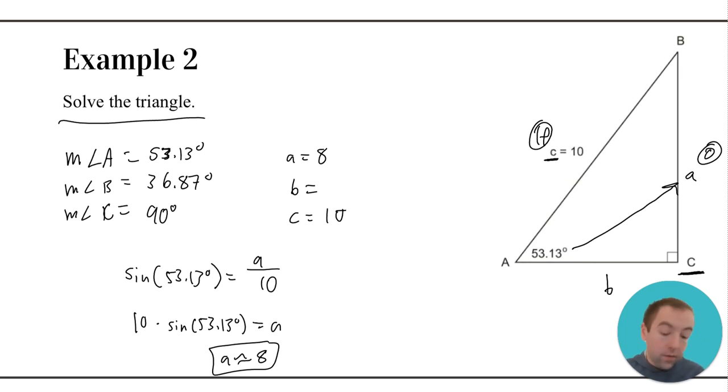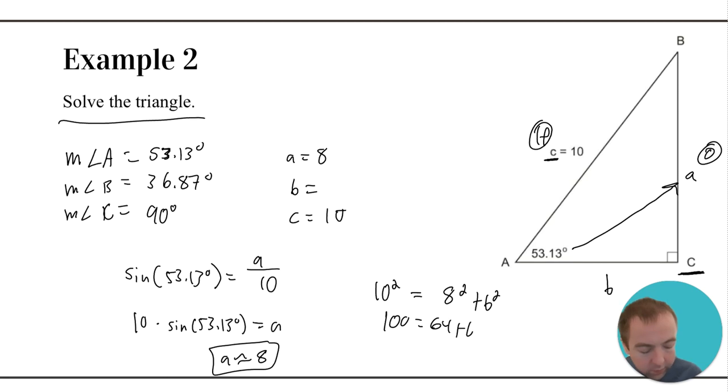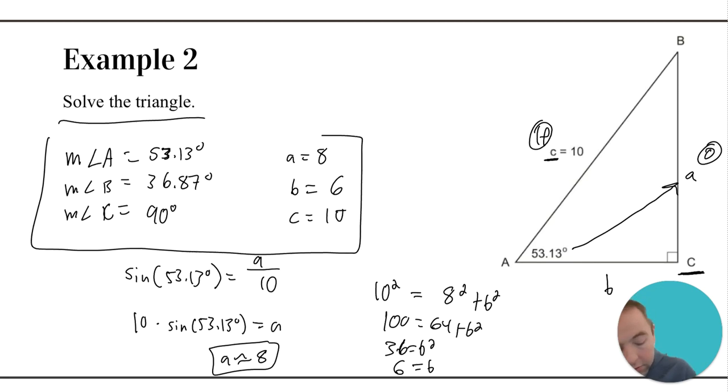We could use trig, but since we now have two of the side lengths and it's a right triangle, we could just use the Pythagorean theorem from here. The 10 squared would be alone, because that's the hypotenuse, and that would equal a squared plus b squared. So 100 would equal 64 plus b squared, and if you subtract 64, you get 36 equals b squared. Then you take the square root, and b ends up being 6. Those are the 6 measures we needed to solve this triangle.